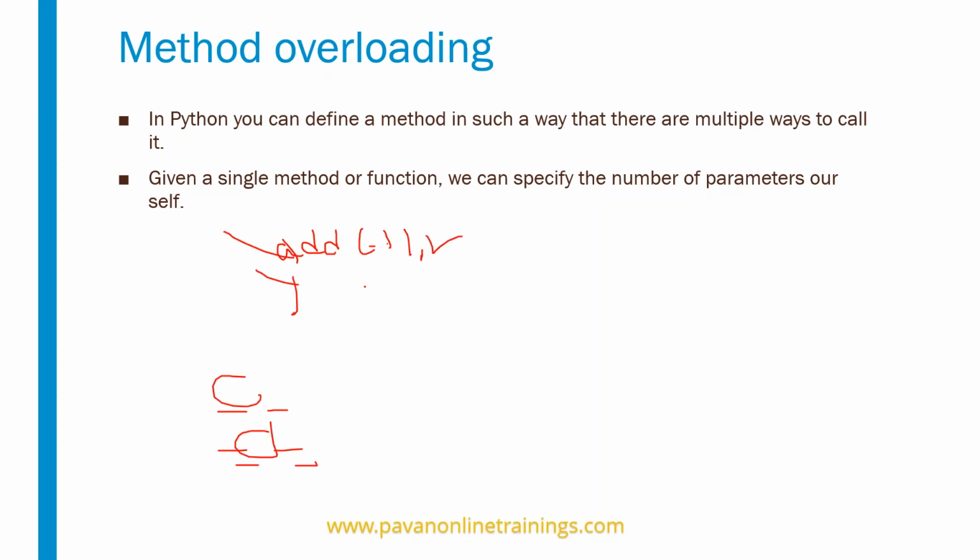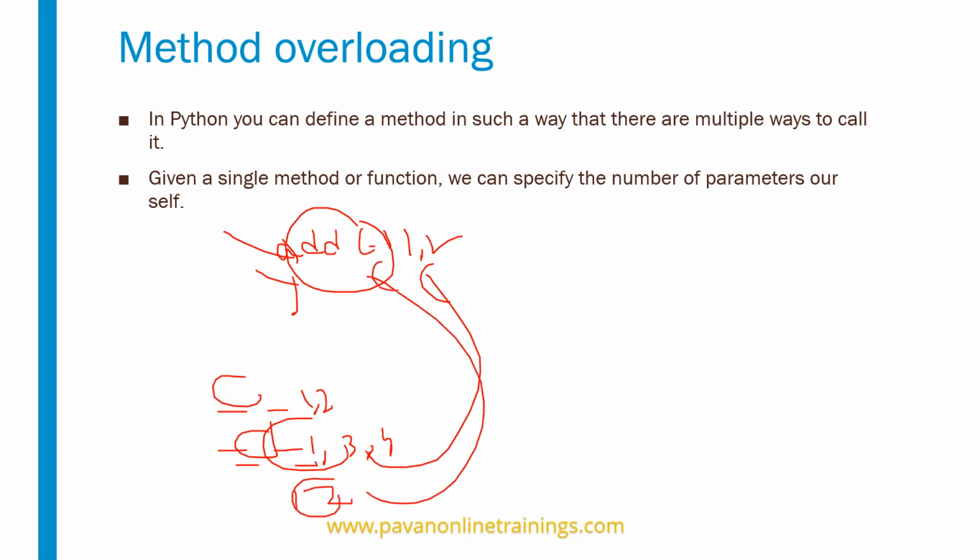Suppose it is taking 1, 2, the other method is taking, so suppose if I pass 1, 2, the same method will act something different. And if I pass different parameters, the same method will be called and it will act differently. And if I pass different parameters, again it will act differently. The same thing will behave differently based upon the inputs we provided. Okay, this is a kind of overloading concept in Python.